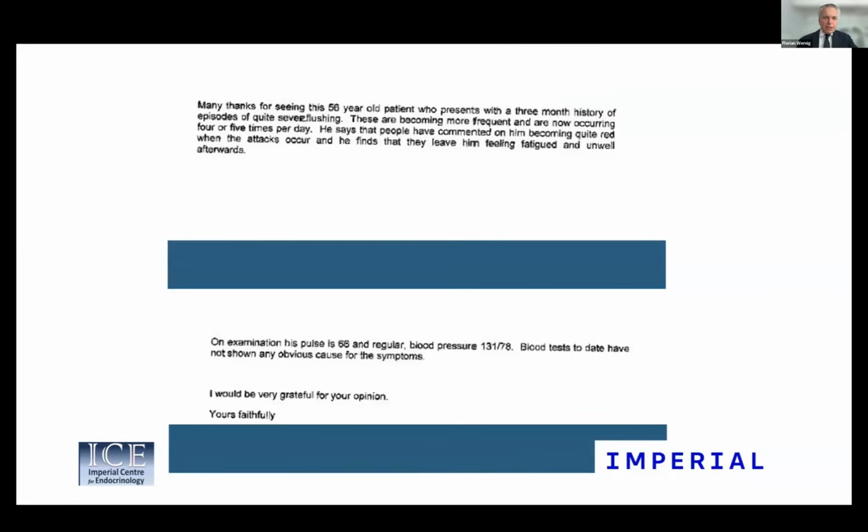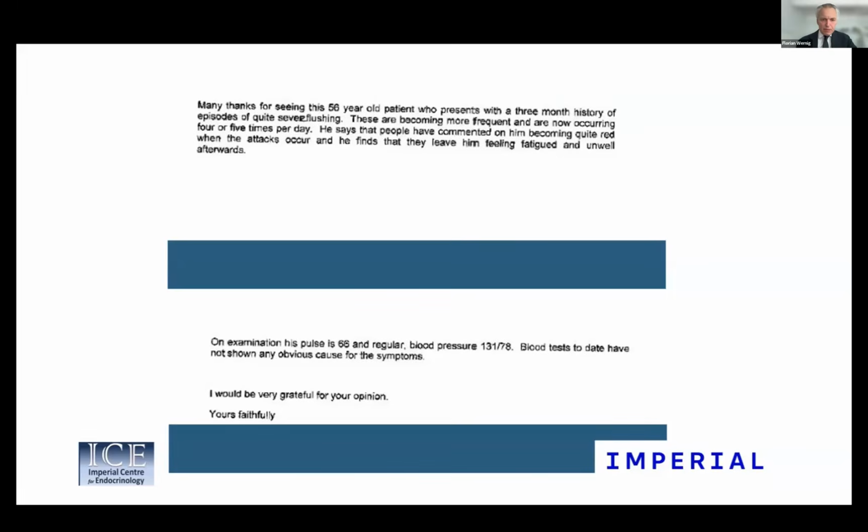So I'll read it out. It's many thanks for seeing this 56-year-old patient who presents with a 3-month history of episodes of quite severe flushing. These are becoming more frequent and are now occurring 4 or 5 times per day. He says that people have commented on him becoming quite red when the attacks occur, and he finds that they leave him feeling fatigued and unwell afterwards.